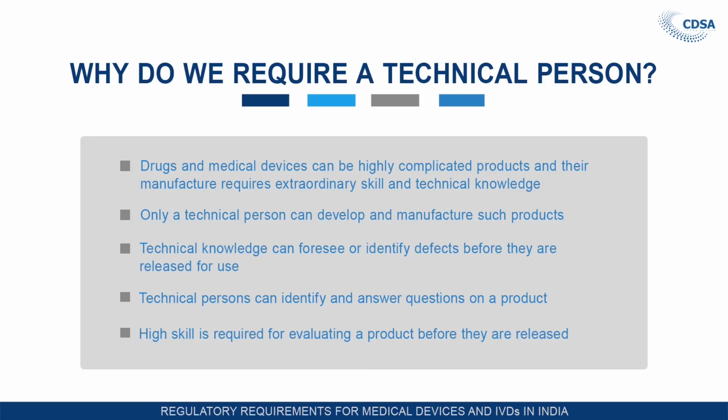Technical persons can identify and answer questions on a product. So if there's a market complaint or a regulator asks a question on a product, the technical person should be able to answer those questions scientifically and explain to them. High skill is required for evaluating a product before it is released. That is, your final release, either testing or evaluation of a product, has to be done by a person who has extremely high knowledge of the product.